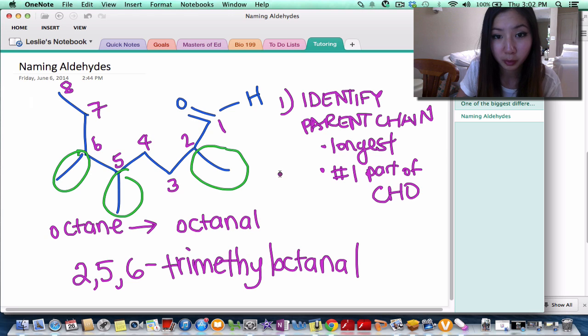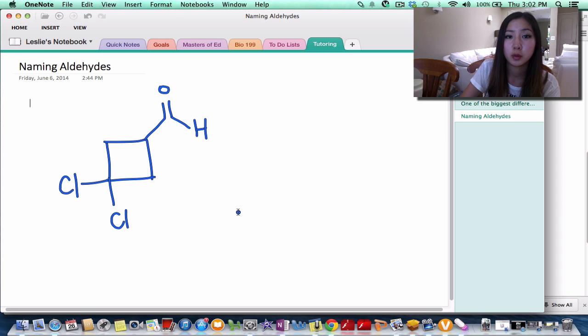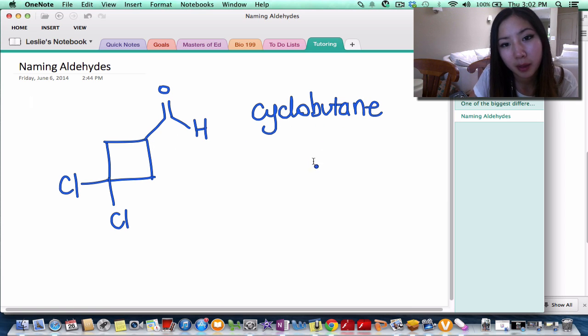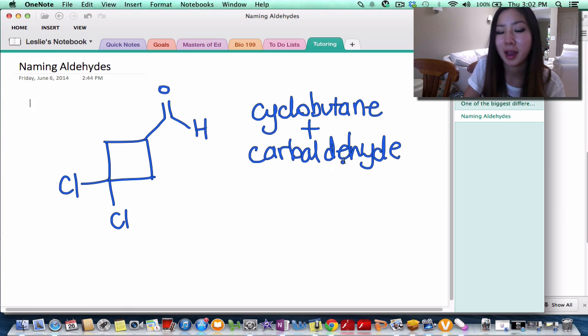Okay, let's do one more example. Okay, so here's our last example, and this corresponds more to the second problem set because we're looking at a ring. So first, remember, we're going to name the ring. We have a cyclobutane, right? Butane corresponds to 4. And remember, we always have to add the carbaldehyde. So we know that this is going to end with cyclobutane carbaldehyde, but we need to number and identify these substituents, right? So I talked about how this carbon right here, connected to the CHO, always has to be our first carbon in the chain.